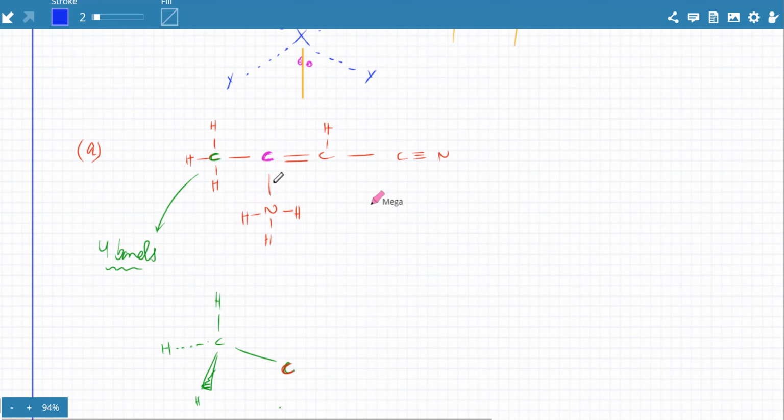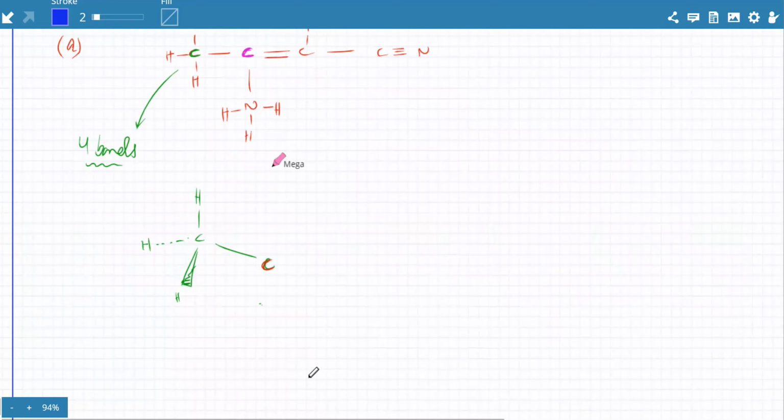So this is the carbon I'm trying to draw now. I've drawn one side. This is the CH3 side. So that's tetrahedral. So the shape around this carbon is going to be fan shaped, right? So the angle would be 120 degrees. So it's going to have a double bond with another carbon atom, and at the bottom there's going to be N, right?